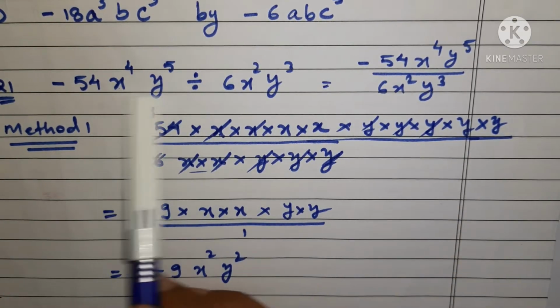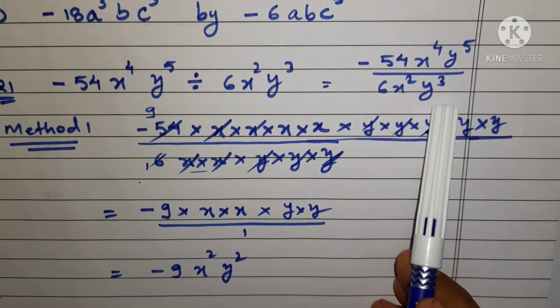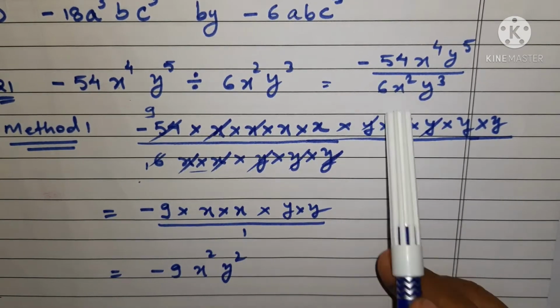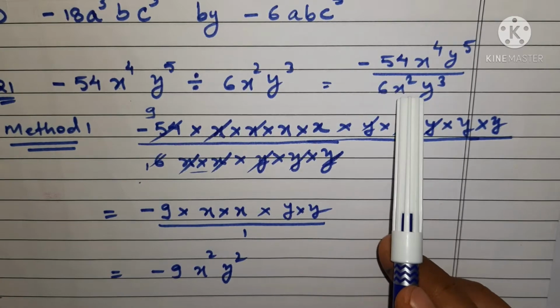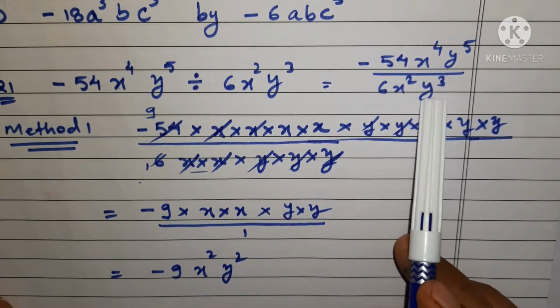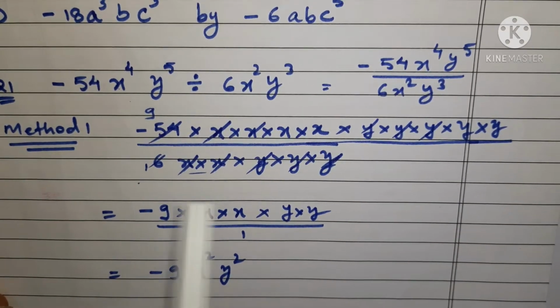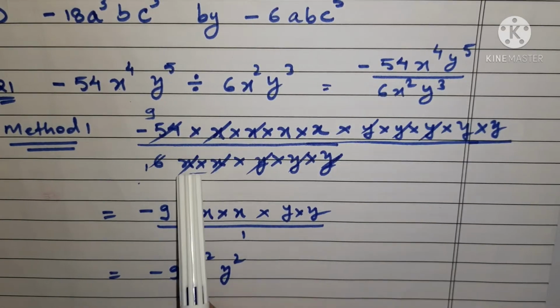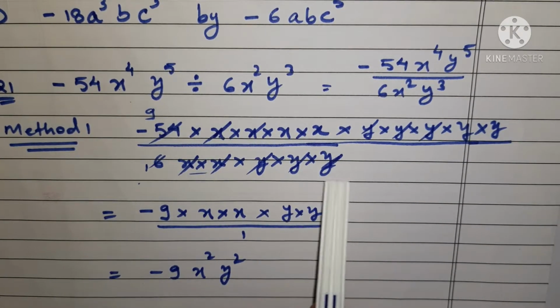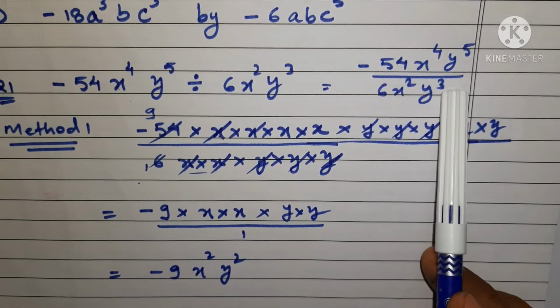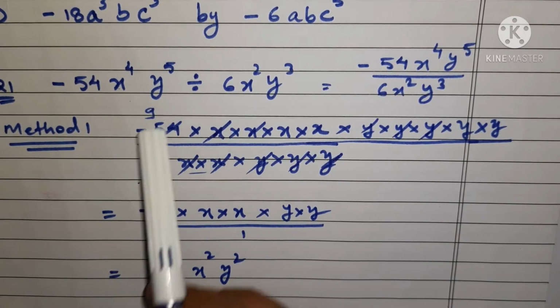Similarly, in the bottom one, or in the denominator, we are going to do the same thing. We'll just split the powers. We'll remove the powers and split each variable into its power form. So it is x into x, and this is y into y into y, because we have 3 here in the power. So what is the next step?